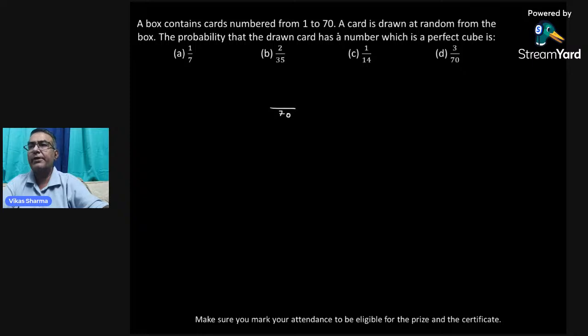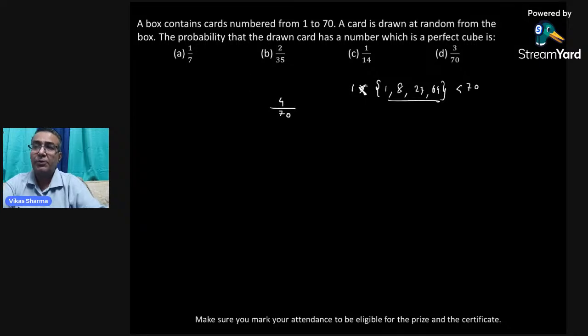So basically we want the drawn card to be a perfect cube. So we are looking at perfect cubes between 1 and 70. The perfect cubes will be the cube of 1, which is 1, the cube of 2, which is 8, the cube of 3, which is 27, the cube of 4, which is 4 times 4 is 16, times 4 is 64. The cube of 5 is 125, which becomes greater than 70, so it is these 4 numbers.